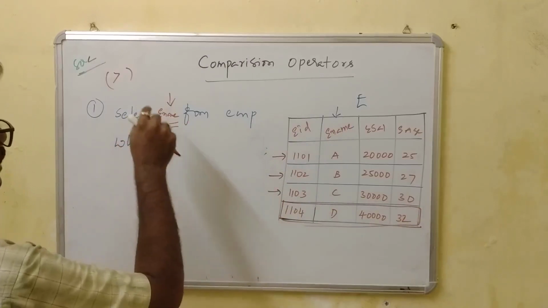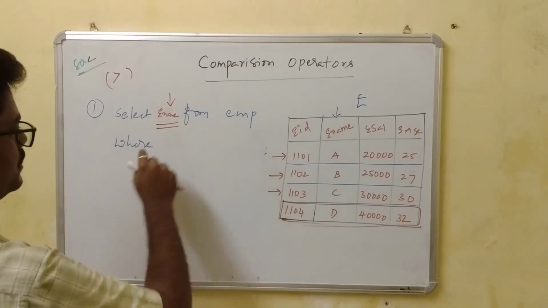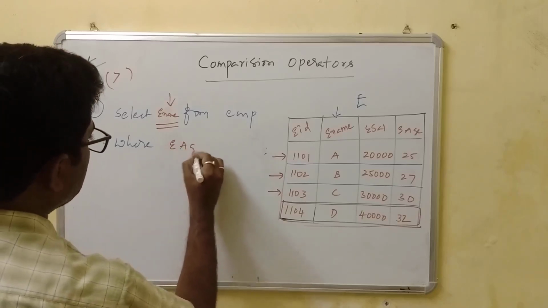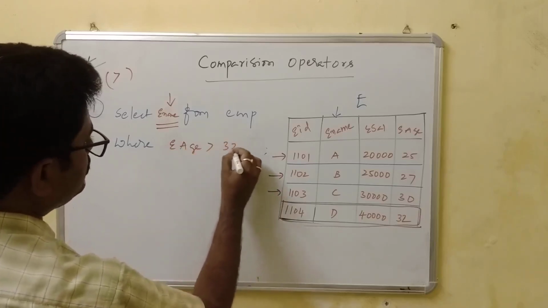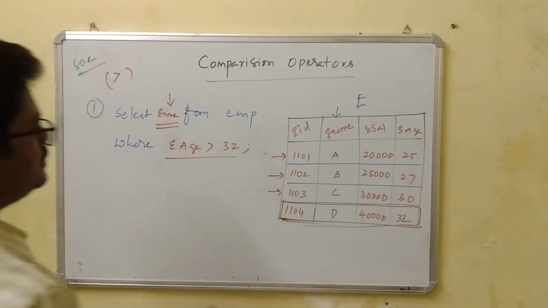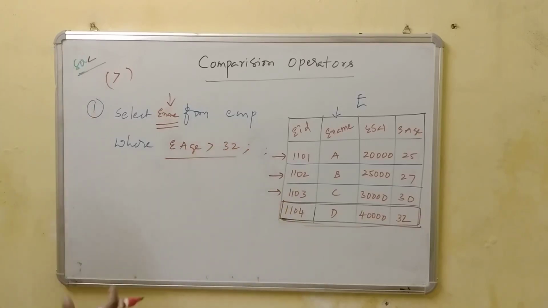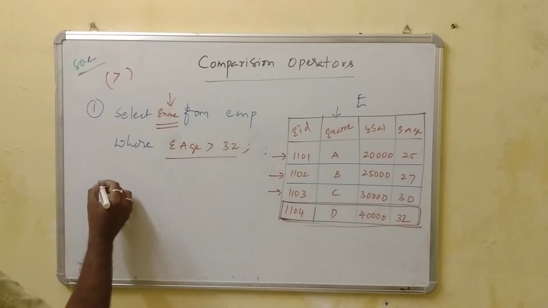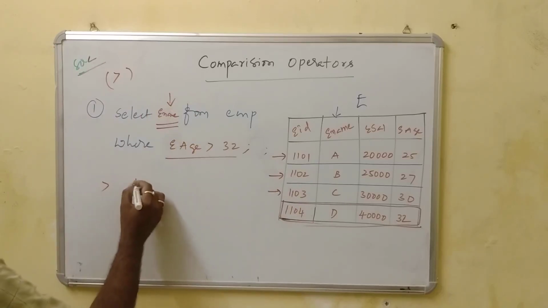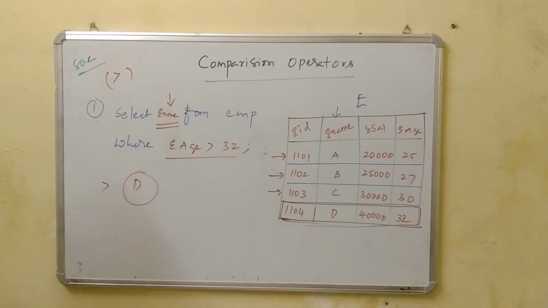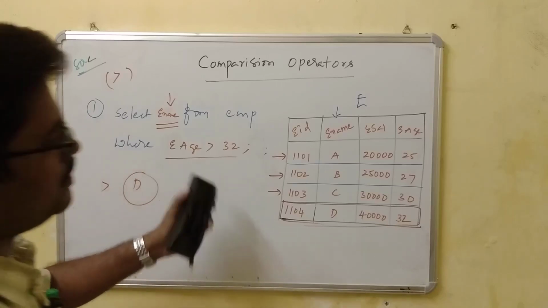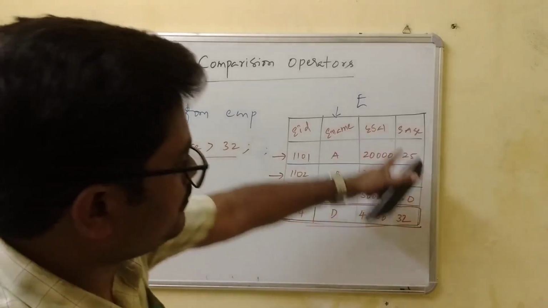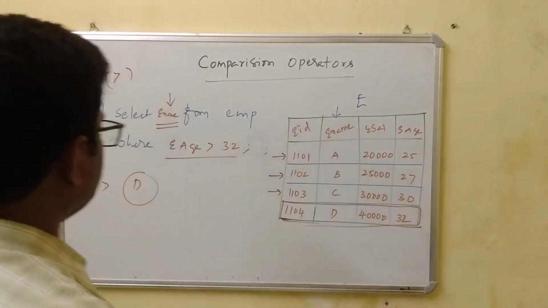Select employee name from EMP where age is greater than 32. So I want the details of those whose age is greater than 32. And out of those details, what do I want? When I want only the employee name, what output result do we get? Only D will be printed. Okay, so likewise we can apply all the comparison operators on different cases, not only this. We can apply them to different cases and get the data.